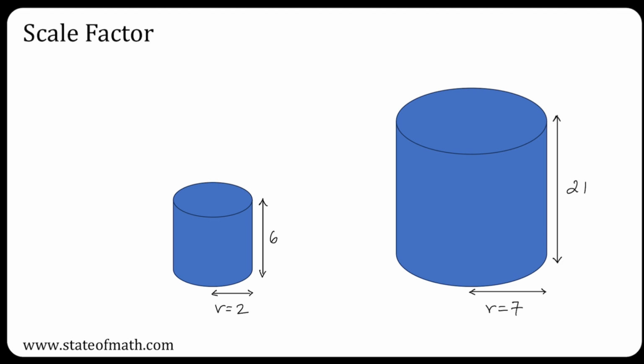For example, with these cylinders, you can find the length scale factor by comparing the radii of the cylinders. So the scale factor comes out to be 7 over 2 when you go from left to right. Using the height of each cylinder, we get the same scale factor. 21 over 6 simplifies to 7 over 2. Note again, going from right to left would give you a scale factor of 2 over 7.